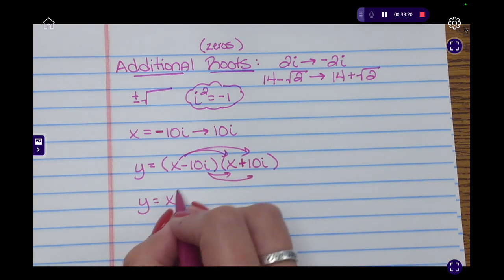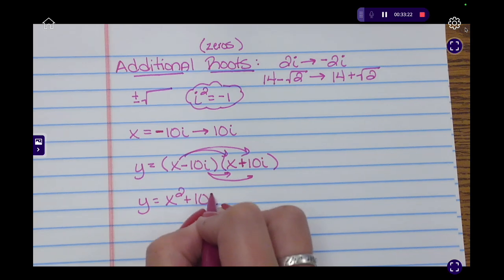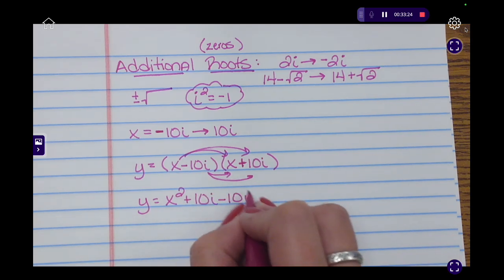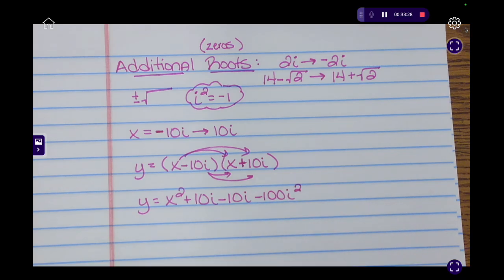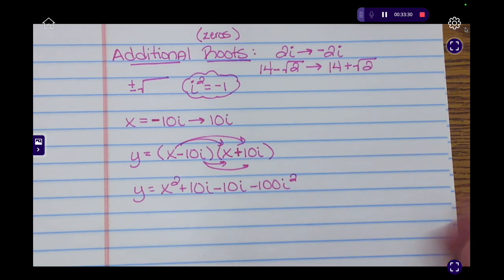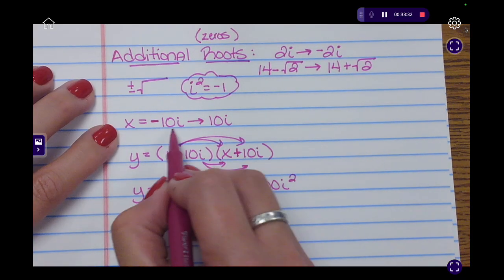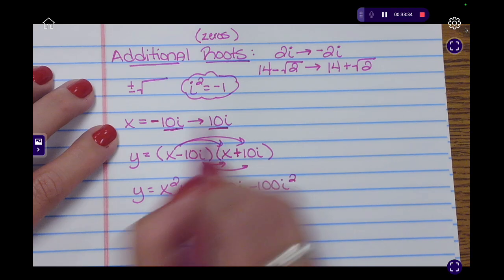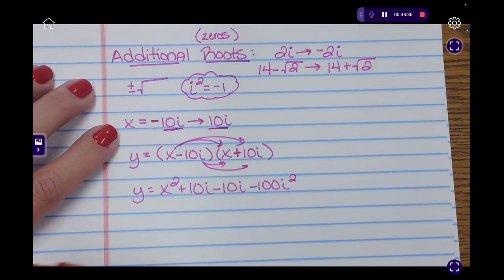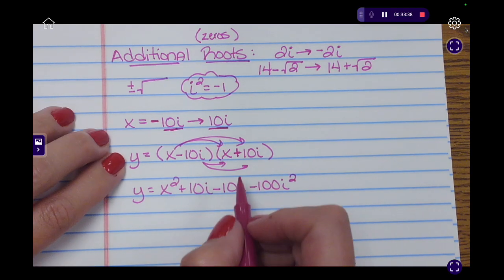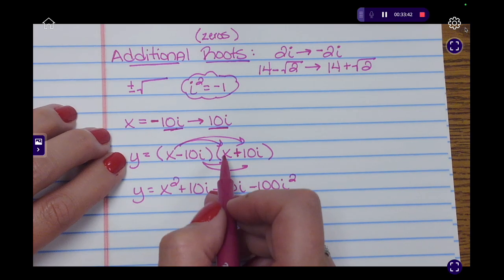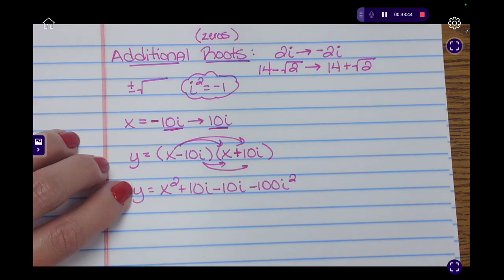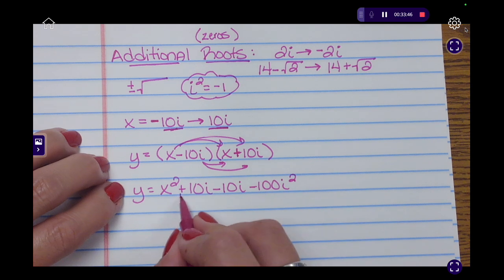So I'm going to get x squared plus 10i minus 10i minus 100i squared. Okay, so all I did was the FOIL method. And again, if I give you one of the solutions, you should be able to tell me the other solution because they're just opposites. And we've done this previously. If I give you a 0, I can write it in factored form, and then I can simplify that for my equation. Now, make sure we continue to simplify this.